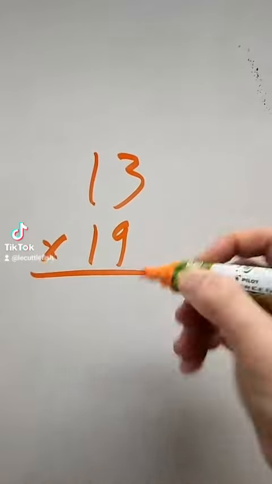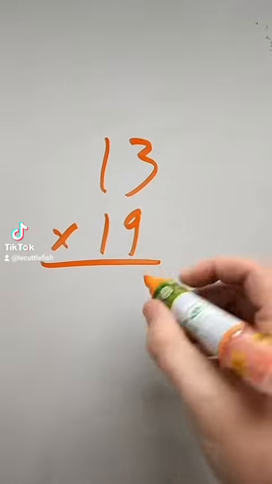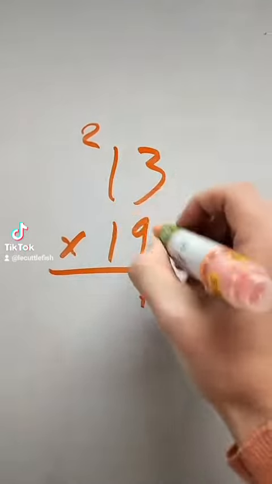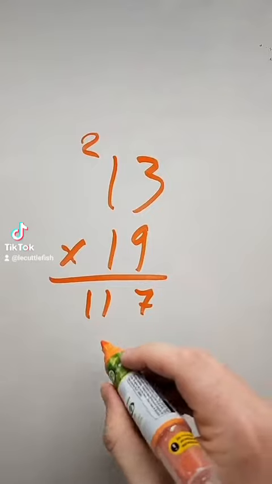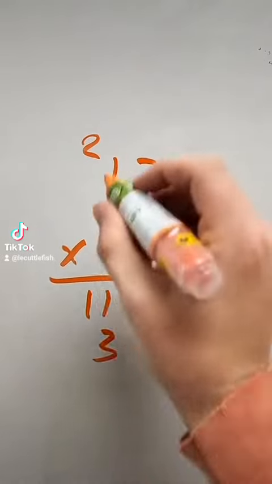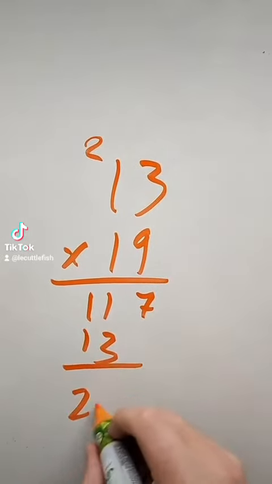Most people are going to do that the way you were taught in school, which is 9 times 3 is going to be 27. You come up here, 9 times 1 is going to get you to 9, plus 2 is going to be 11, and then you come down here, 1 times 3 is 3, 1 times 1 is 1, and that gets you to 247.